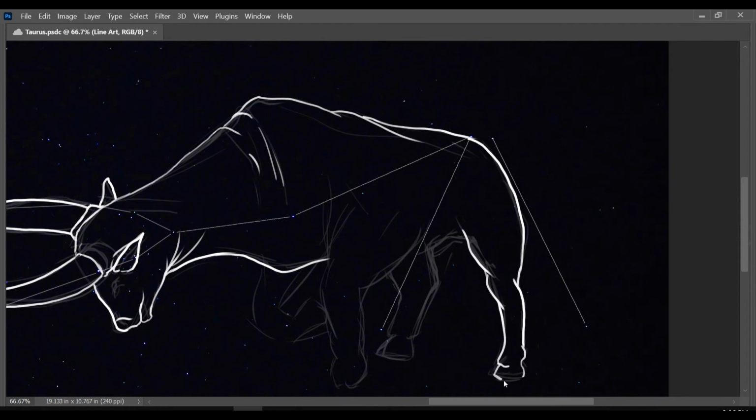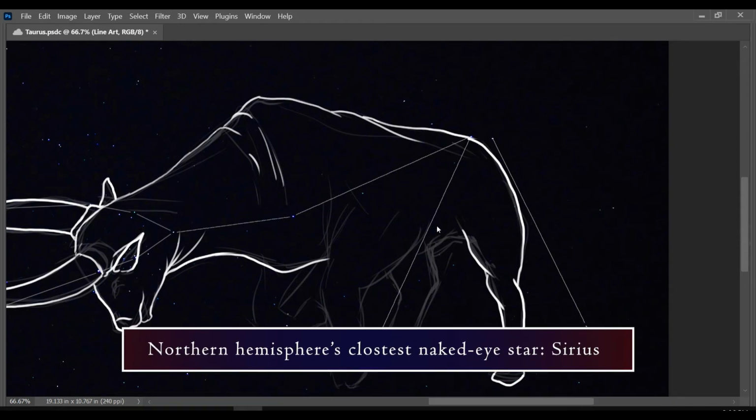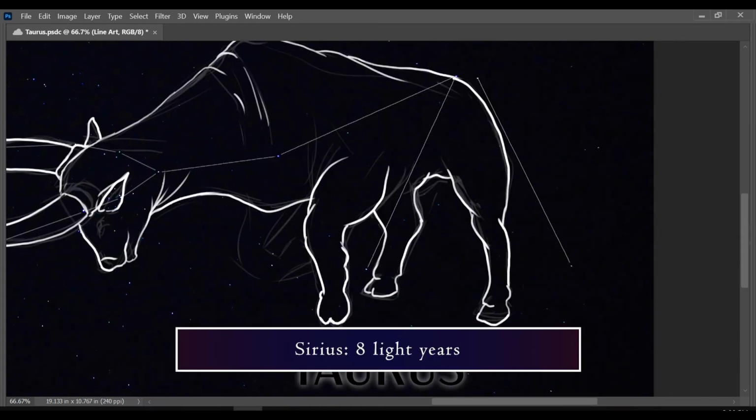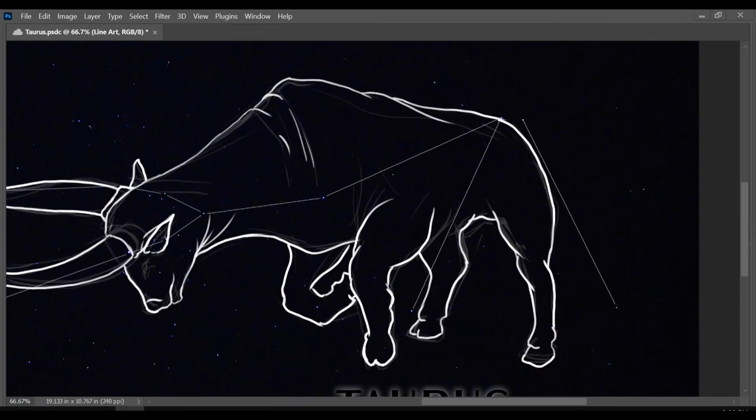So if you're in the northern hemisphere like I am, the closest star to us is Sirius, and he is in the Dog constellation. I believe Sirius is eight light years away from us. So the sheer scale is just unimaginable, but yeah, it's crazy. It's mind-blowing. That's all there is to it. So those are some of the objects that you can find in Taurus.